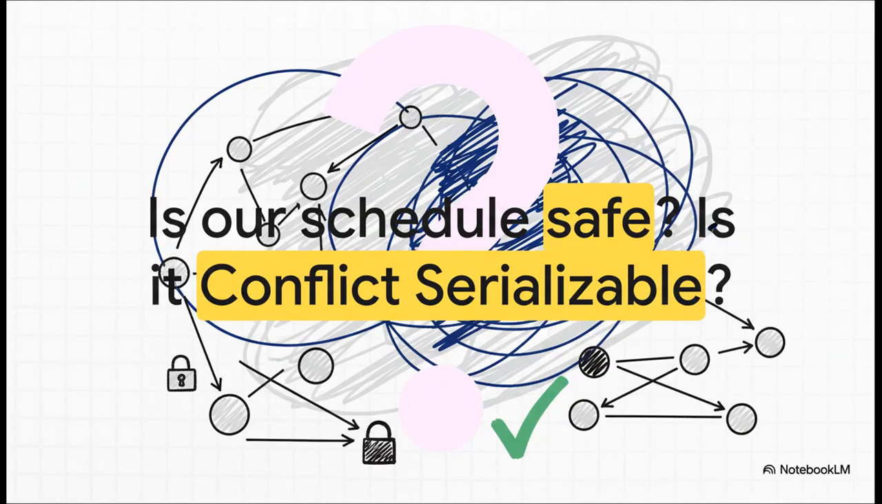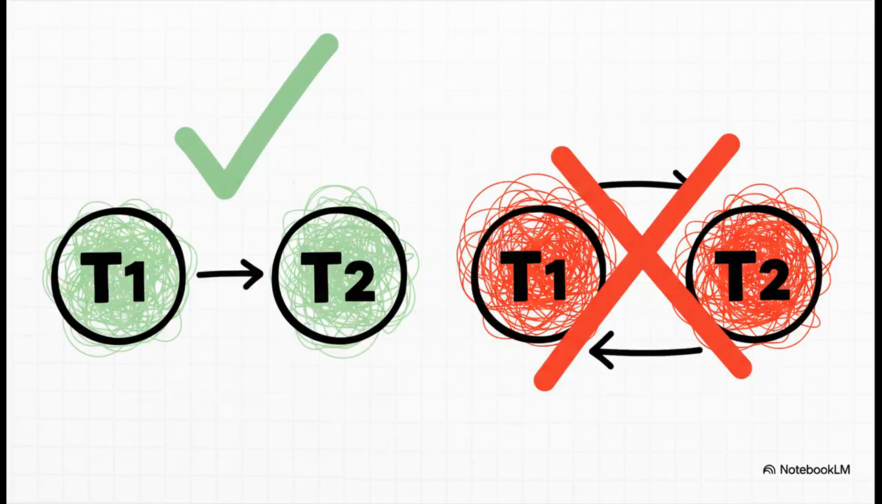So, here it is, the big question. Based on this graph we just built, is this messy, interleaved schedule actually safe? Is it conflict serializable? Can we trust the final result? And you know what? The test is amazingly simple. We just have to look at our graph for one thing and one thing only: a cycle. A cycle would be a loop, right? An arrow from T1 to T2 and another arrow that leads back from T2 to T1. That would mean T1 has to come before T2, but T2 also has to come before T1. That's a complete paradox. It's impossible.